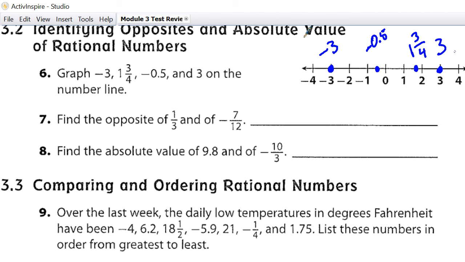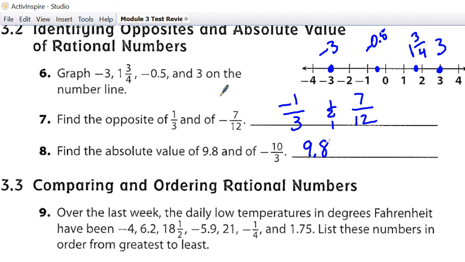Number 7 says find the opposite of 1/3 and of negative 7/12. Well, the opposite of 1/3 is just negative 1/3. And the opposite of negative 7/12 is just positive 7/12. Number 8, find the absolute value of 9.8 and of negative 10/3. Just remember what absolute value means. It means distance from 0. 9.8, whether it's positive or negative, is 9.8 spaces from 0. So the first answer is 9.8.